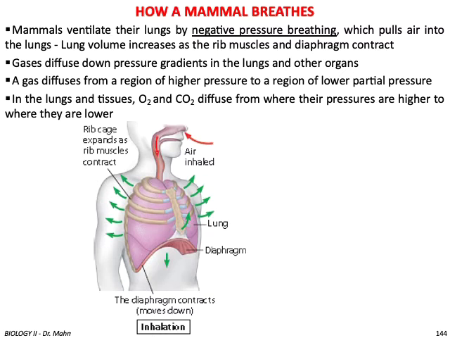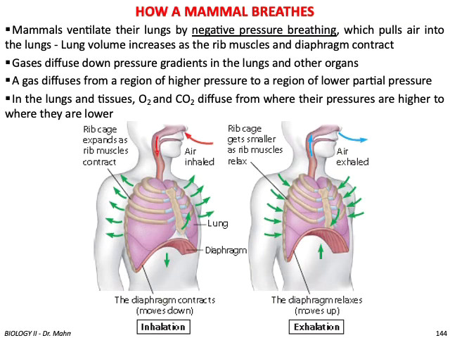What does down a pressure gradient mean? It means that the air or gas diffuses from a region of high pressure to a region of lower pressure, lower partial pressure. In the lungs and the tissues, oxygen and carbon dioxide diffuse from where their pressures are higher to where they are lower.